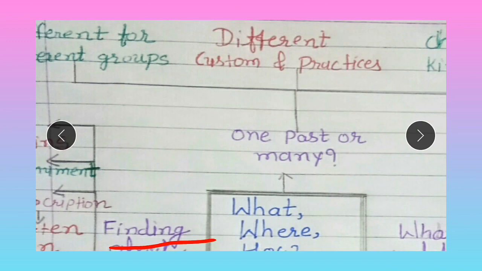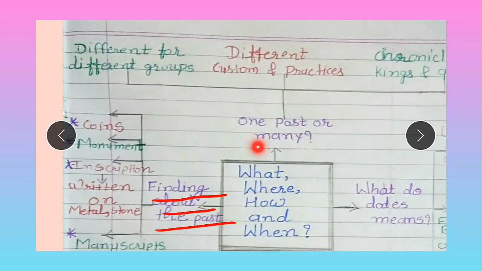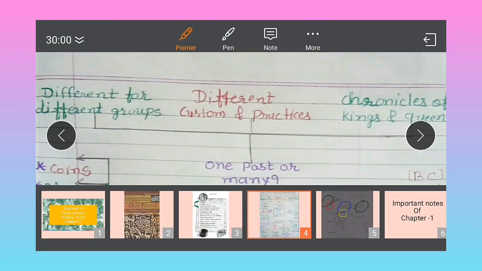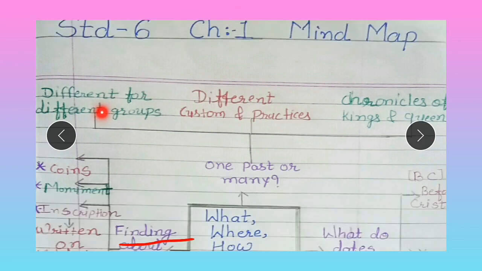Now our next point is one past or many. Our book name is Our Pasts. It is in plural form, so people are saying there is not only one past but many, different for different groups. The past is not about a particular person or kings. They are telling different things for different groups, with different customs and practices. People follow different customs and practices.